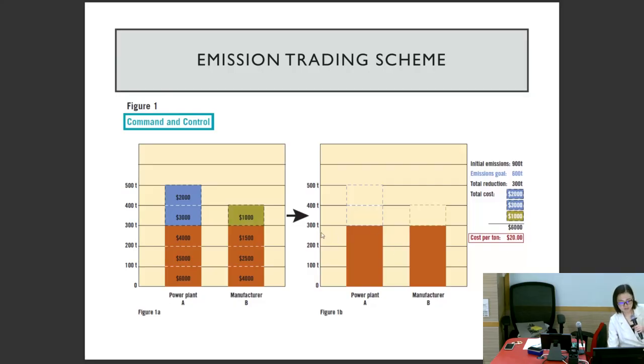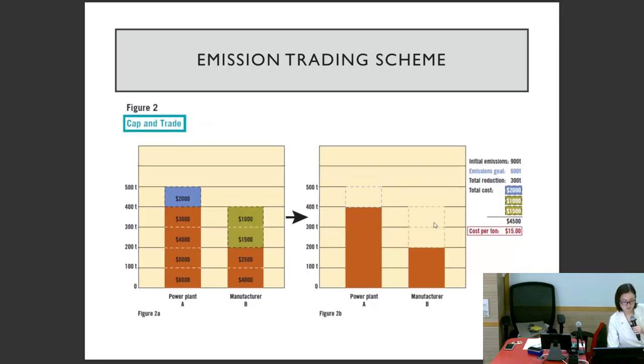One emissions reduction target for both companies. Even though power plant A has a higher barrier or more difficulty to reduce the emissions, for command and control, we don't care. So you have to fulfill the emission target. So how about the market mechanism or the cap and trade?